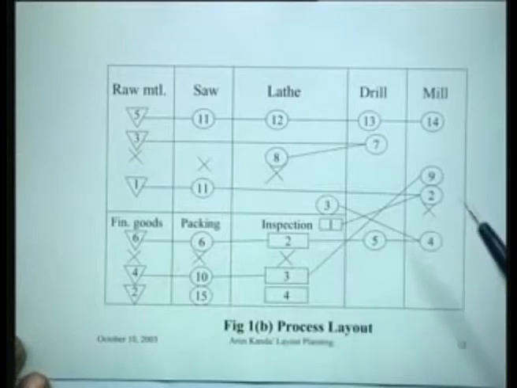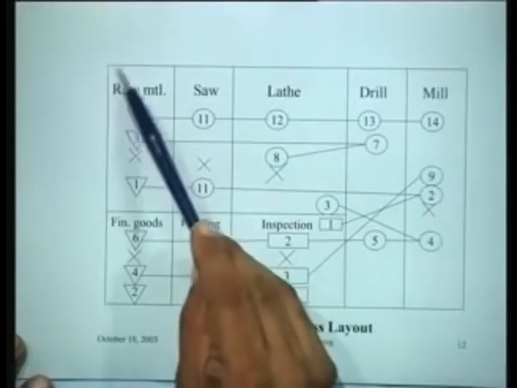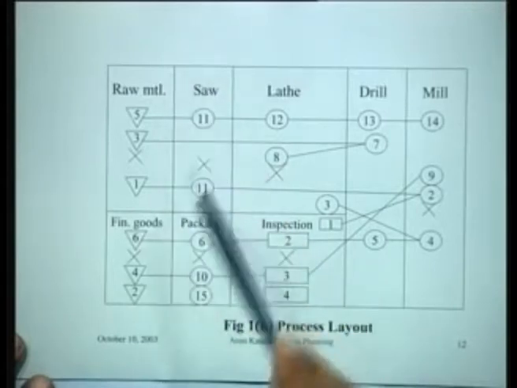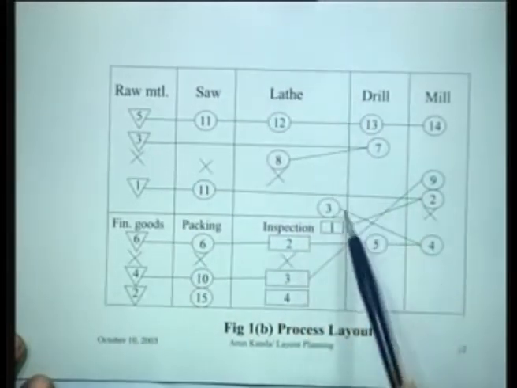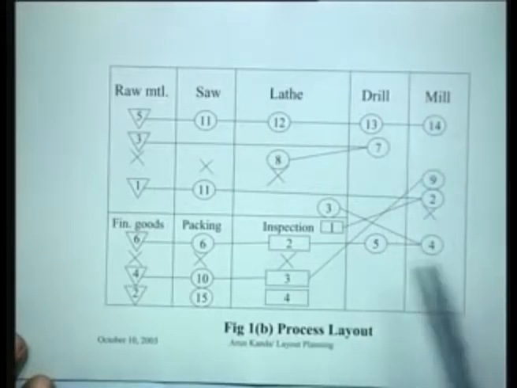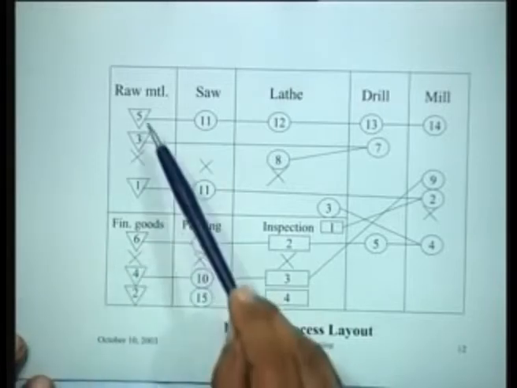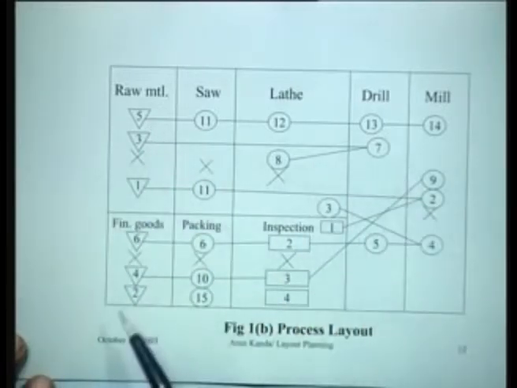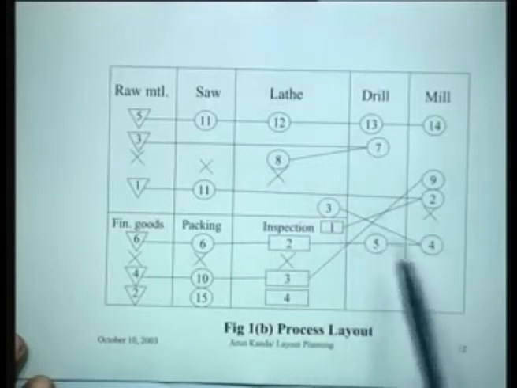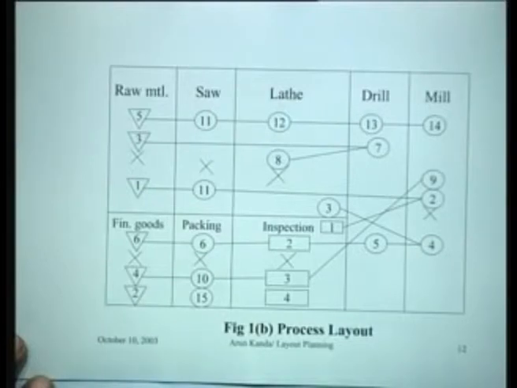Let's assume that we have a process layout for the same thing. So we have these different departments: raw material storage, saw department where sawing of the material is done, the lathe department, the drilling department, the milling department, the inspection, the packaging and finished goods. And here again we have different products which we try to move. So these products move according to their needs, so there is a lot of crisscrossing. So typically this is the kind of thing that happens in a process layout.